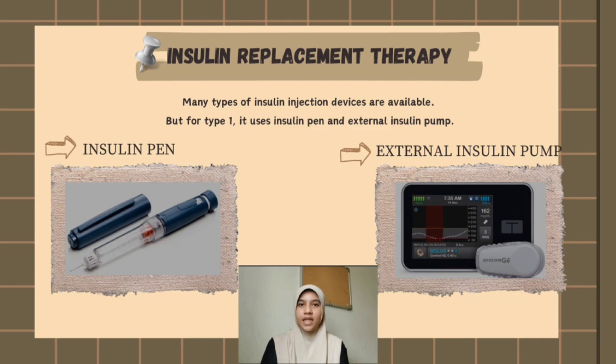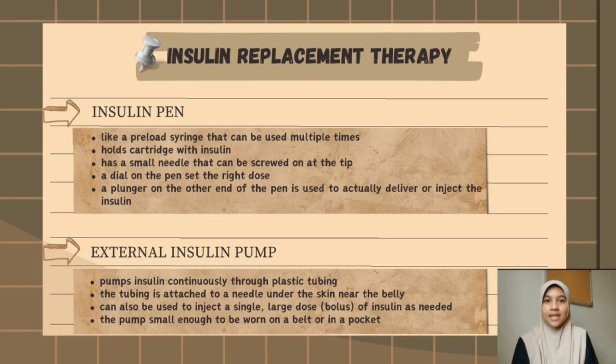Okay, there are many types of insulin devices available, but for type 1 diabetes, it uses an insulin pen and an external insulin pump. So here is the diagram of the insulin pen and the external insulin pump. An insulin pen is like a preloaded syringe that can be used multiple times. It is often used for multiple daily doses of insulin. The insulin pen holds a cartridge with insulin. The pen looks like a writing pen.